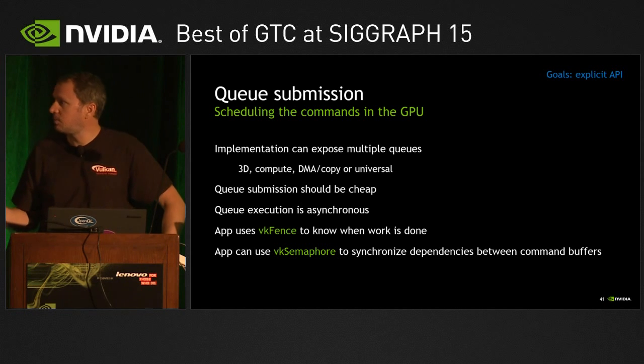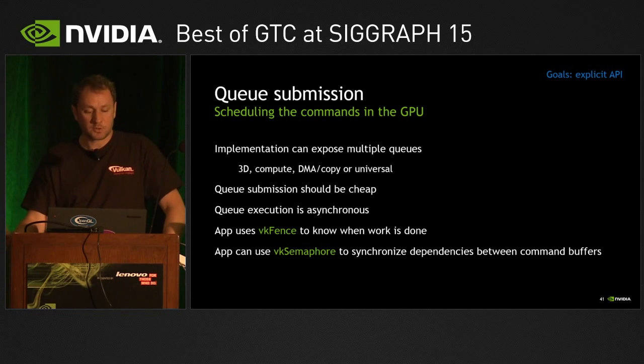All the work on the CPU by the application is done building command buffers and changing descriptor sets. That's the idea. The actual submission of that work on the queue should be cheap. And then queue execution is asynchronous. And the app can use fences or semaphores to synchronize work between command buffers on separate queues.